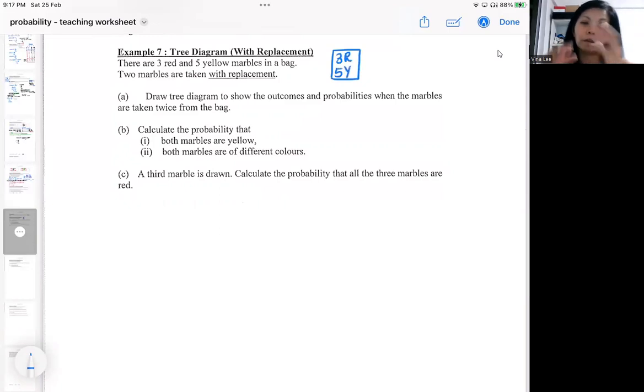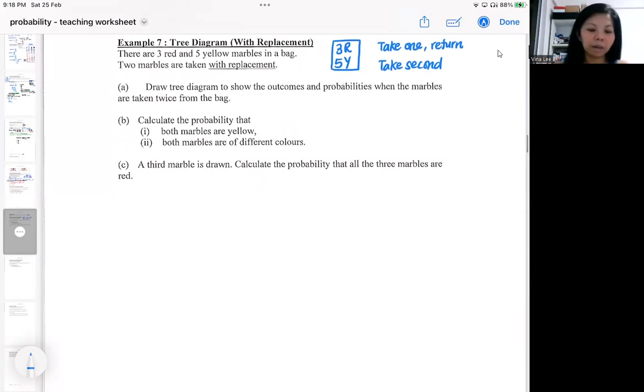And I'm going to draw from this bag 2 marbles with replacement. When we say we draw 2 marbles with replacement, that means you take one, then you return it, then you take the second one. In example 8, I will be showing you the one without replacement. So there's a difference, but there's also some similarity.